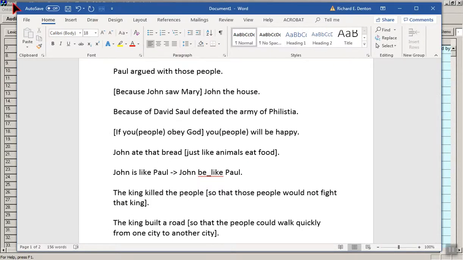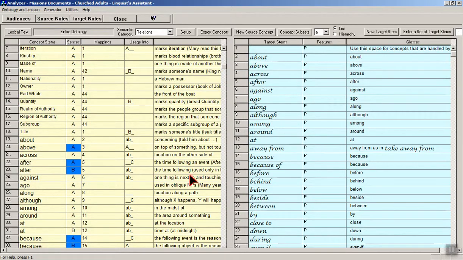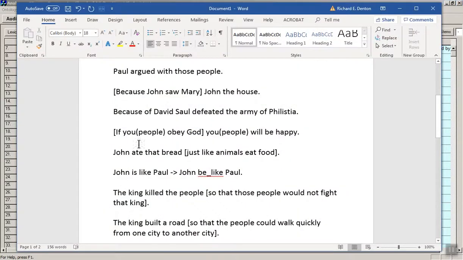Okay, there are a number of very useful event-like relations. One of them is because. The ones I'm mentioning now, I use over and over and over again. Because can describe why something happens. Because John saw Mary, John, I should have said, left the house.